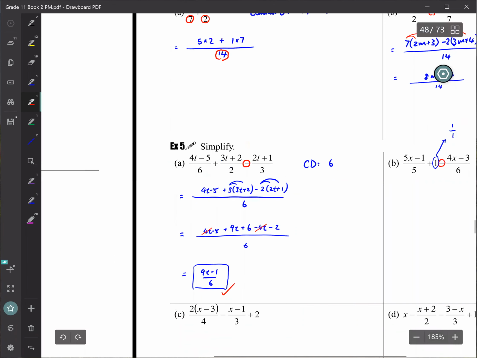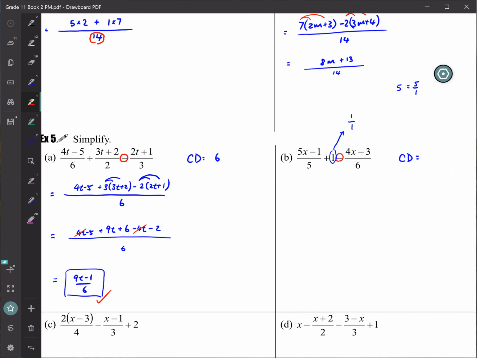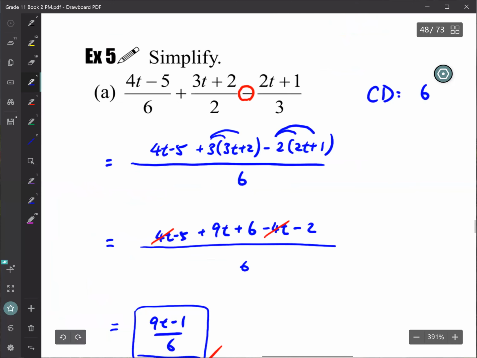Okay, Selena, are you done with B? No, do you just bring the denominator up for the part with the brackets? What do you mean? How did you get 3 bracket 3t plus 2? Oh, how do we get that part?